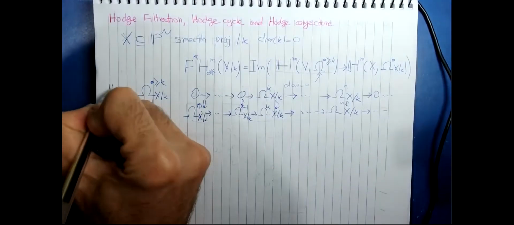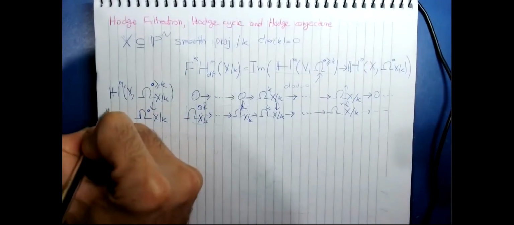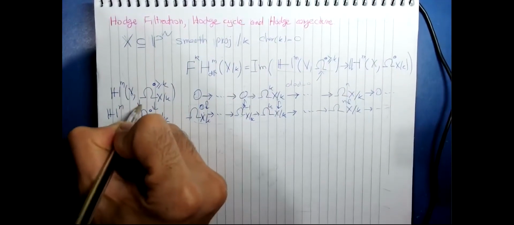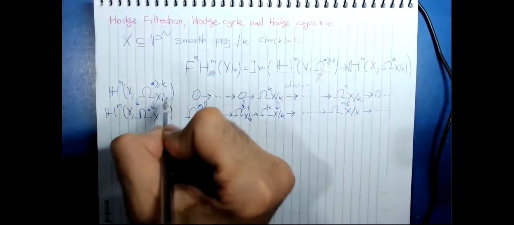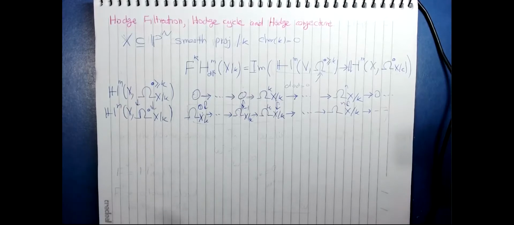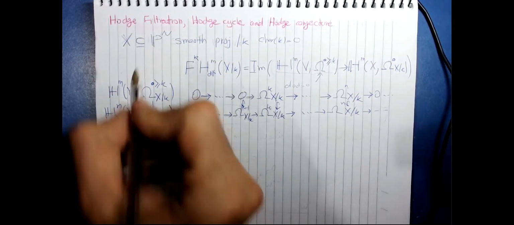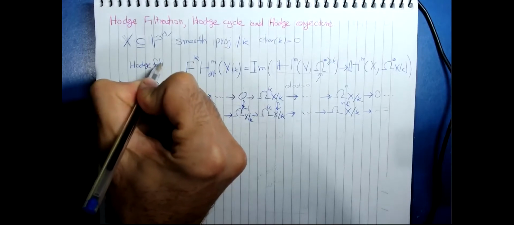It is easy to see that when we have a morphism of complexes, we will have a map on their hypercohomology too. So we have the map from the hypercohomology of this one to here. And F^k is just the image of this map. So let's go to a more computational way of seeing the Hodge filtration. I forgot to say, this is called the Hodge filtration.